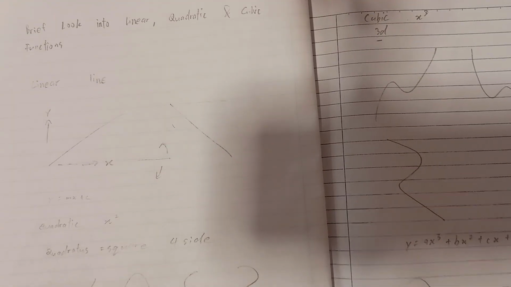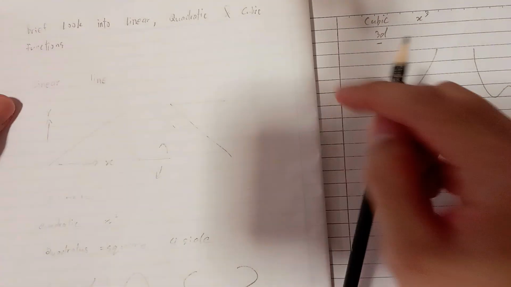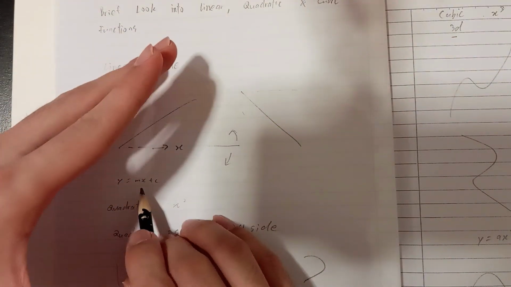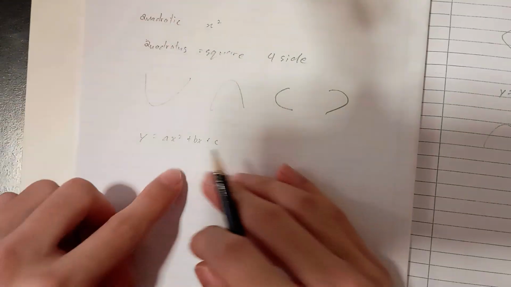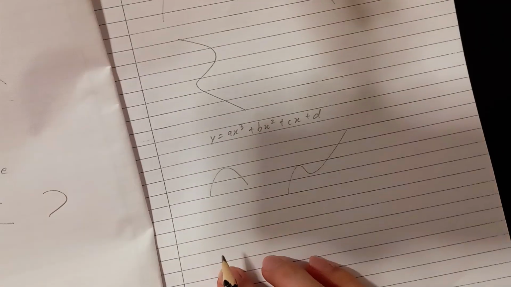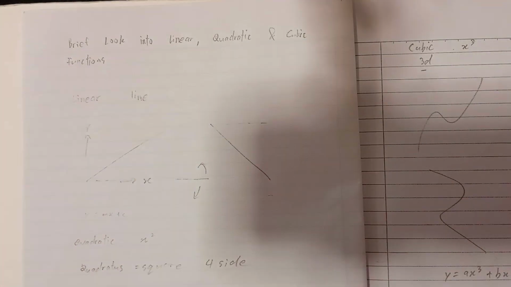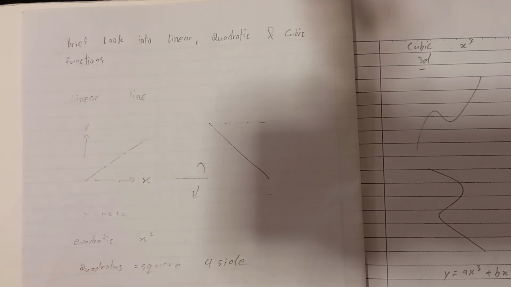And so that's all for this brief look into linear, quadratic, and cubic functions. In the next video, I'll be talking about how manipulating these values, m and c, or a, b, and d in a cubic function, will change how the graph looks. So you can stay tuned to that.